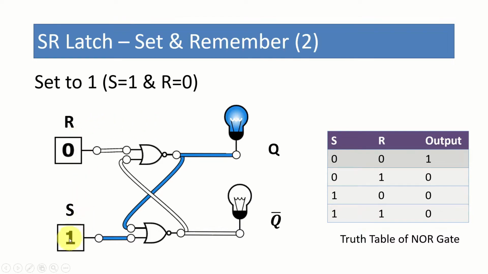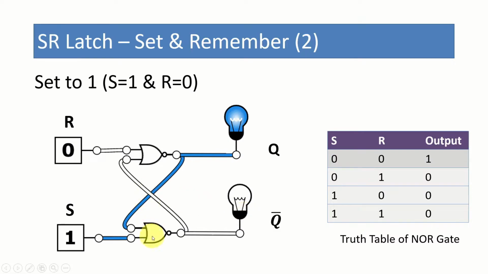Now this is the S equals 1, R equals 0 combination. And we have the two NOR gates and the two outputs. So in order to easily understand or visualize the output, we have represented the two outputs with two bulbs.